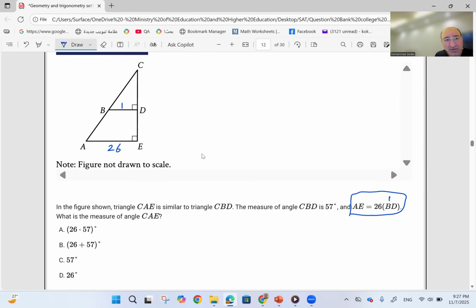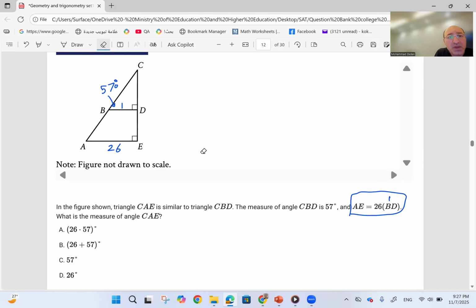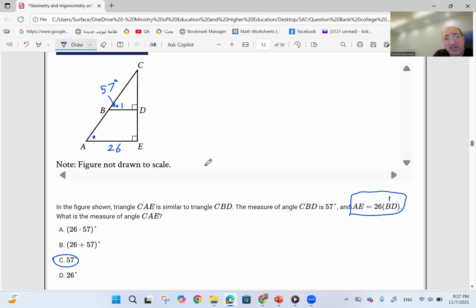Now the question: the measure of angle CBD is 57. Where is CBD here? This angle is 57 degrees. The question is, what is the measure of CAE? This angle and this angle are corresponding angles, so they are equal. So the same 57. Very similar question, very easy question.